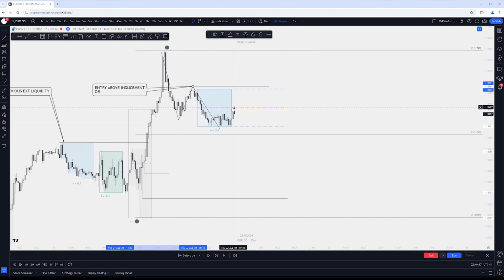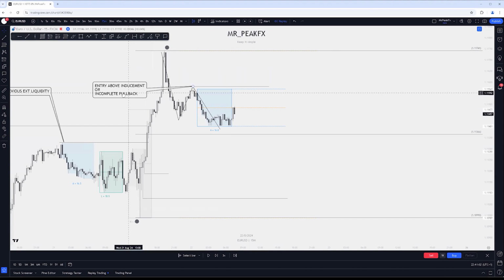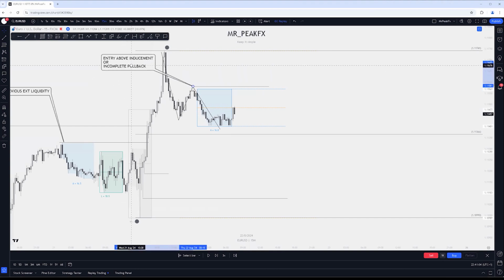Incomplete pullback. So I'm interested in selling above the entry, above the inducement or incomplete pullback.